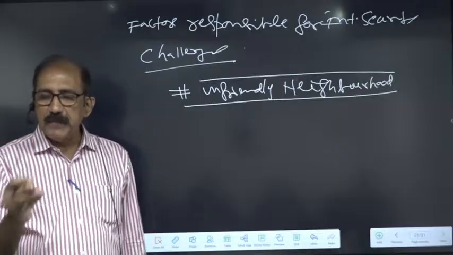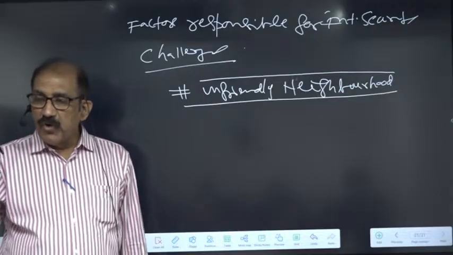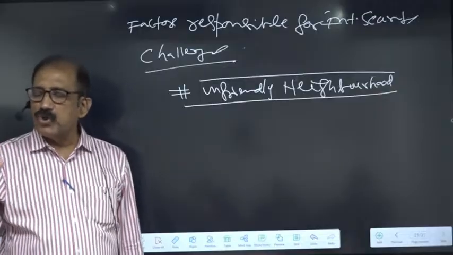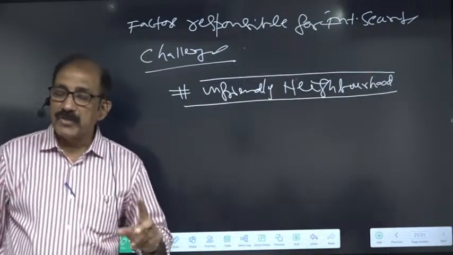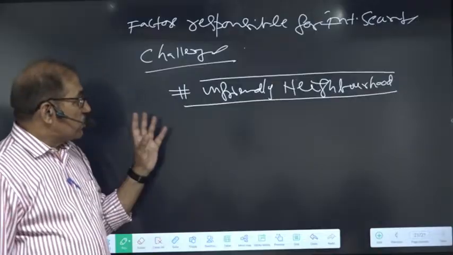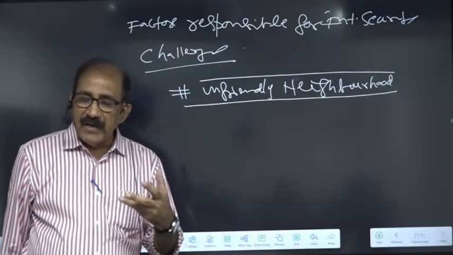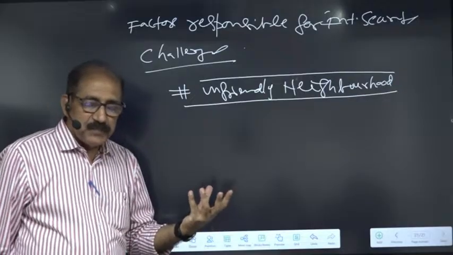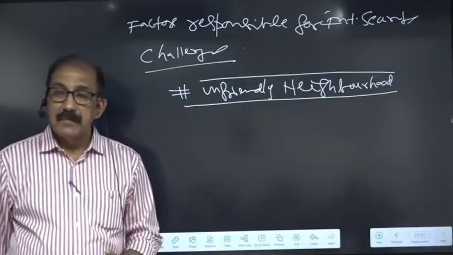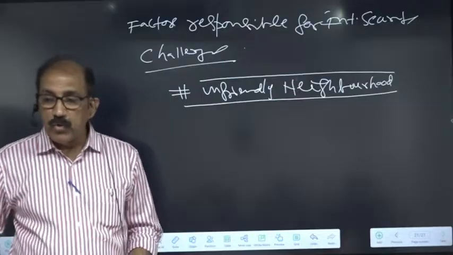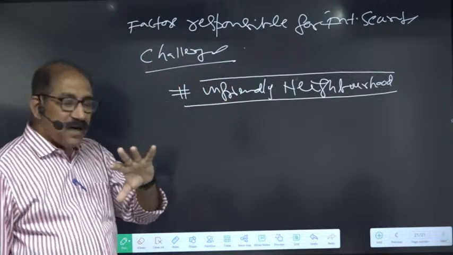If you have terrorism, it is because of Pakistan. If you have a circulation of fake Indian currency, it is because of Pakistan. If there is drug smuggling, it is because of Pakistan. So unfriendly neighborhood. You do not have a problem with Nepal, you have a problem with Pakistan and China. For example, insurgents from the northeast have made hideouts in Myanmar. If the Myanmar government doesn't cooperate with you, how do you solve the problem? So the first important factor responsible for internal security challenges is unfriendly neighborhood.